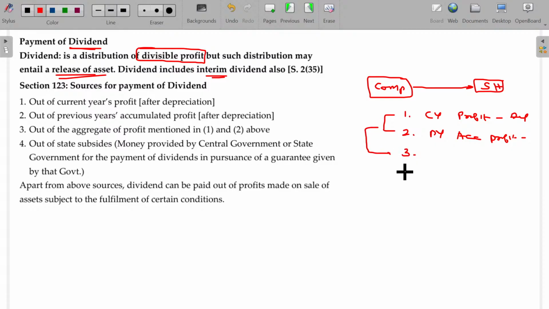And the last one being any state subsidy given by the government can also be used for distribution of dividend. Okay, this is the last shot.